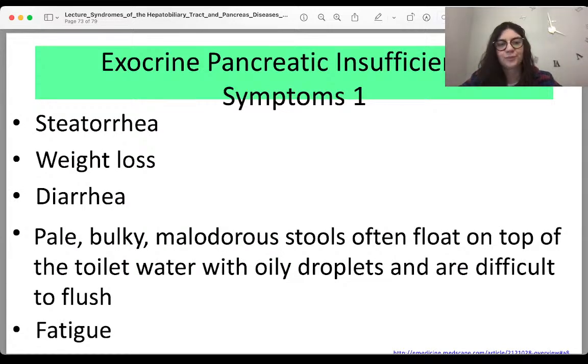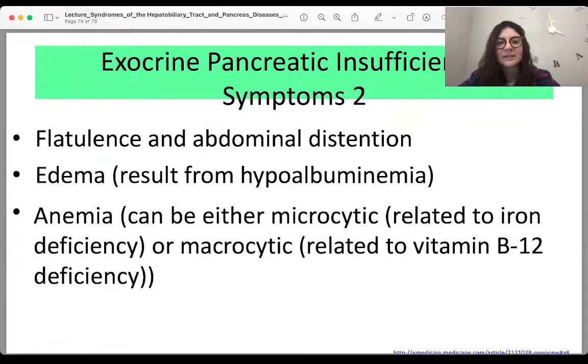Symptoms of this syndrome include, first of all, steatorrhea. You understand from pathophysiology why, because first of all it affects fat digestion. Moreover, it can be weight loss, diarrhea, pale, bulky, malodorous stool that often floats on top of the toilet water with oily droplets and is difficult to flush. And it can be fatigue, flatulence and abdominal distension.